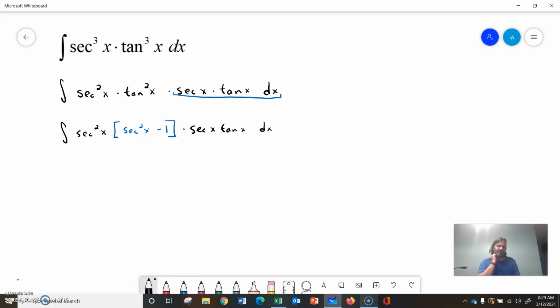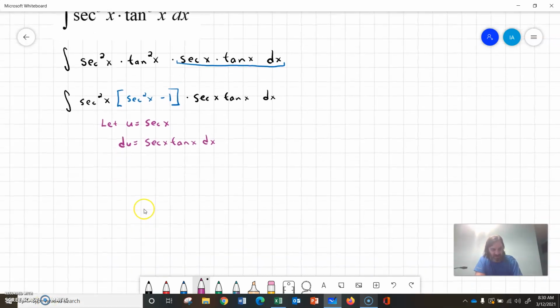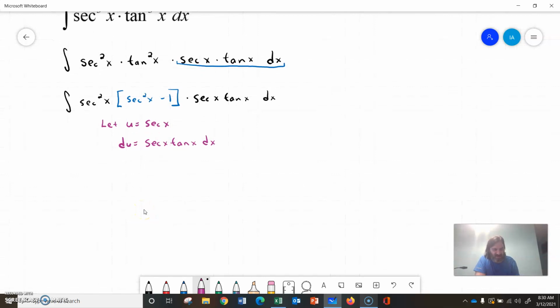So I can multiply this out now, but what I'm going to do is use a u substitution. I'm going to let u equal the secant of x, and the derivative of u will be secant x tangent x dx. Okay, so in that case, I can replace what I have. I can bring this down as u squared times u squared minus 1 times du. So what I'm trying to integrate is u to the fourth minus u squared du.